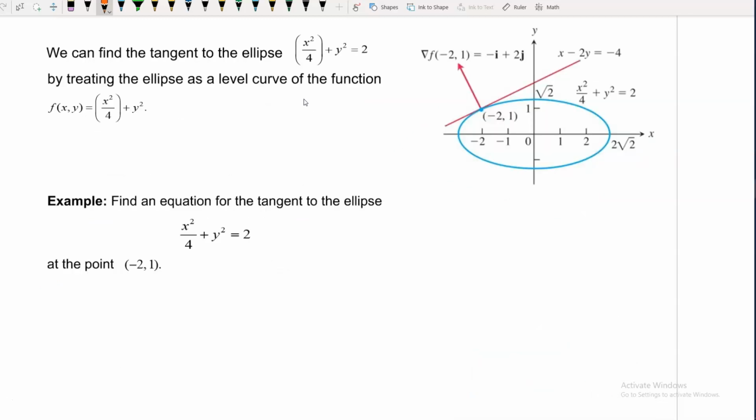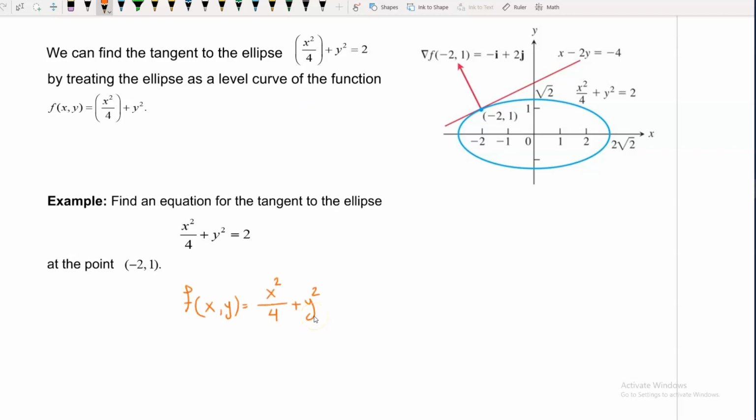So we can find the tangent to the ellipse x squared over 4 plus y squared equal to 2 by treating the ellipse as a level curve of the function f of x, y equal to x squared over 4 plus y squared. So find an equation for the tangent to the ellipse x squared over 4 plus y squared equal to 2 at the point (negative 2, 1).